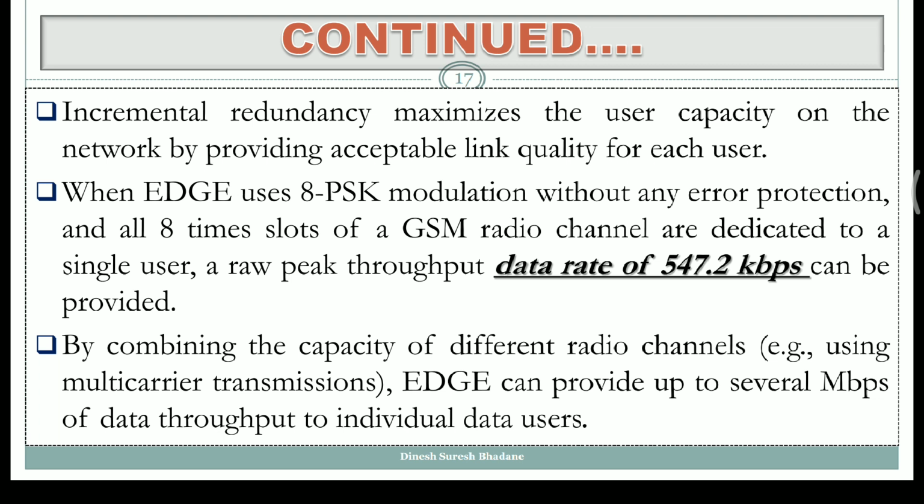When EDGE uses 8 PSK modulation without any error protection, and all 8 time slots of a GSM radio channel are dedicated to a single user, a raw peak throughput data rate of 547.2 kbps can be provided. By combining the capacity of different radio channels, for example using multi-carrier transmissions, EDGE can provide up to several Mbps of data throughput to the individual data users.